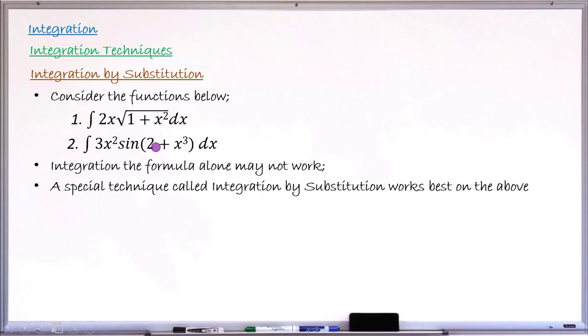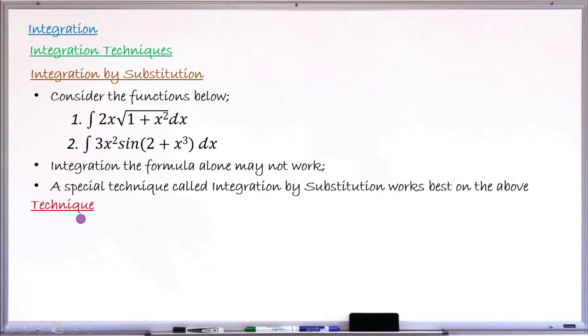So the third thing you have to take note of is the part that contains the function of a function, the inner function, and its derivative. If I ask you for the derivative of 2 plus x cubed, obviously you tell me it is 3x squared, and you can see 3x squared is the very first function that is multiplying that function of a function. If these three things are there, my dear student, then you can jump to the conclusion that it is integration by substitution. And let us see the technique.